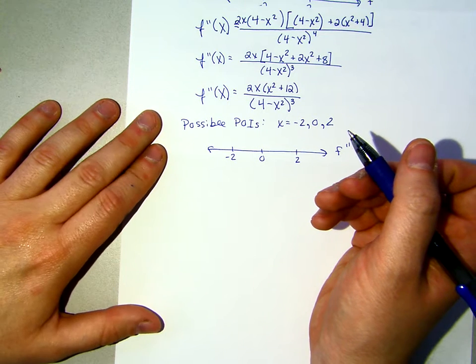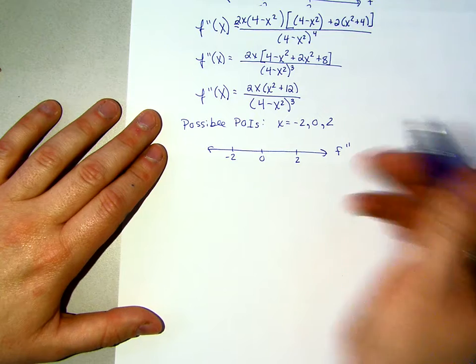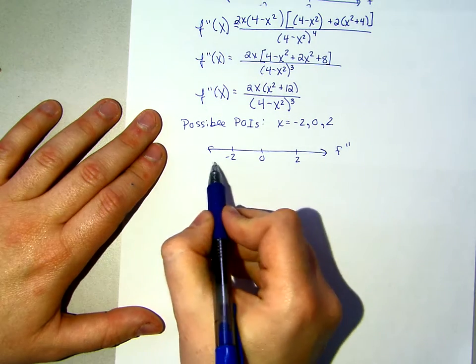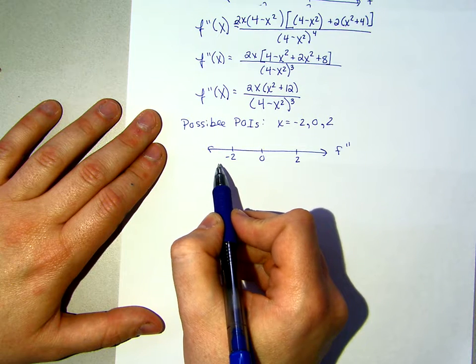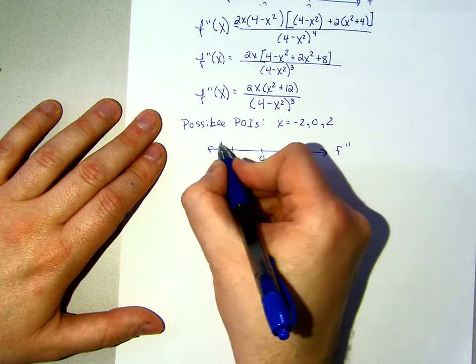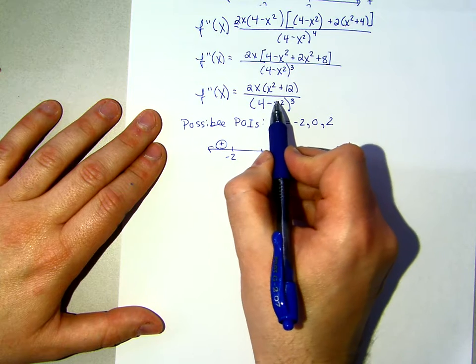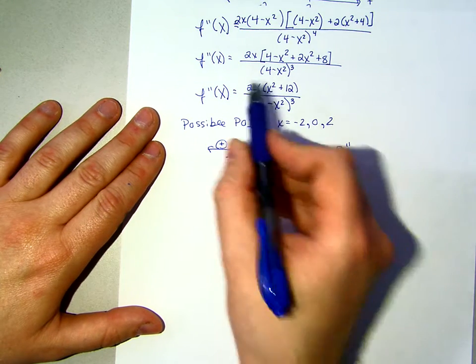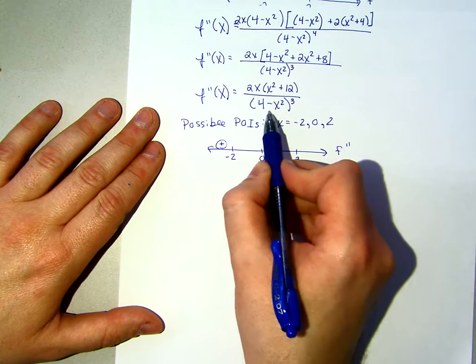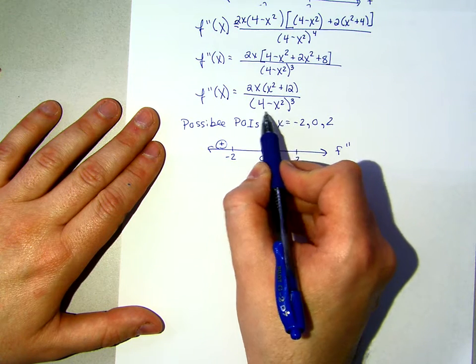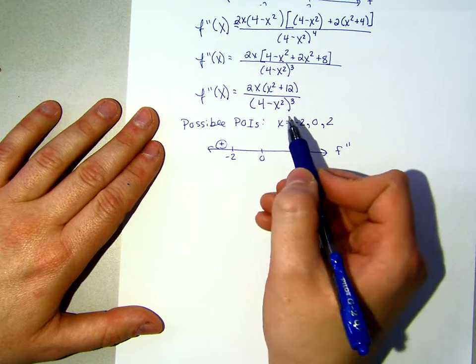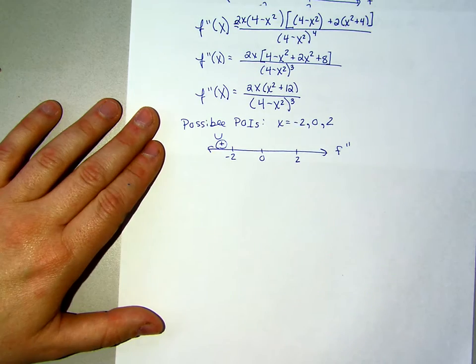What's the first sign? Anyone have the first sign before -2? Positive. I think it's positive. So first of all, I am going to ignore part of this. I'm going to ignore the x squared plus 12 because that will always be positive. So plug in -3. 2 times -3 is negative. -3 squared is 9. 4 minus 9 is a negative. Cube that, it's still a negative. So we get a negative over a negative. It's a positive.